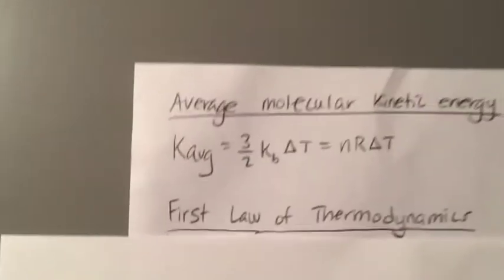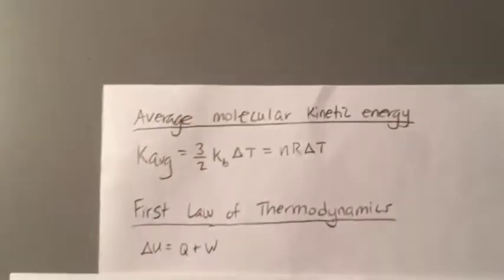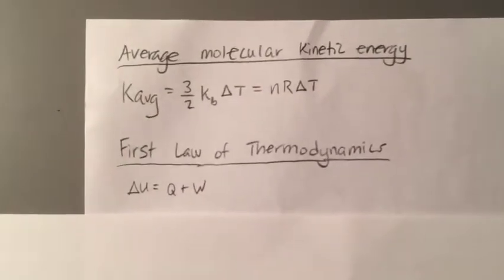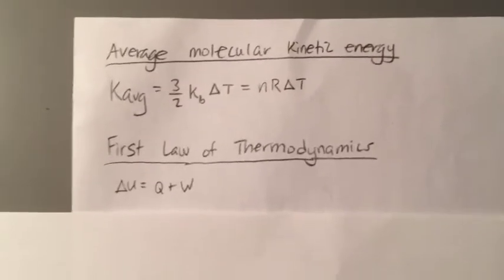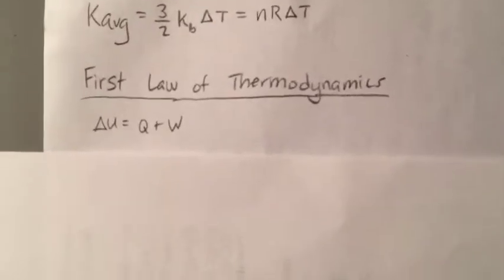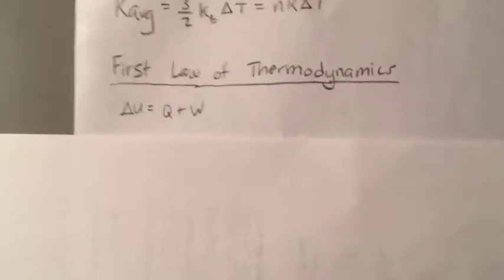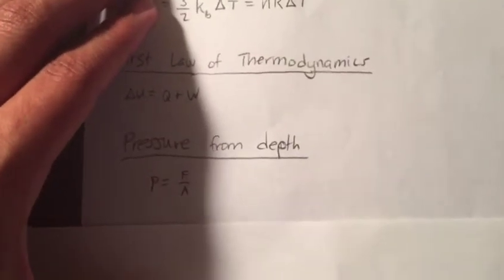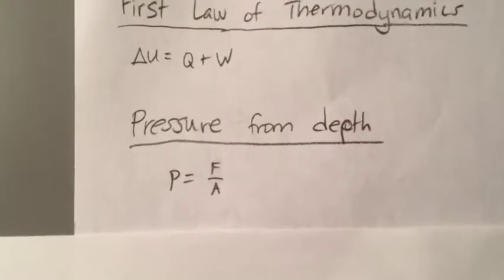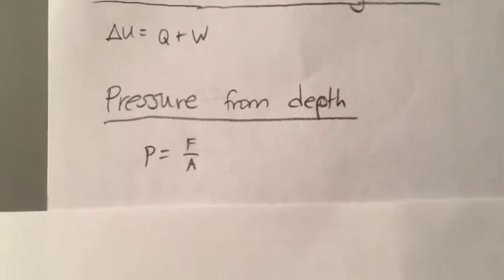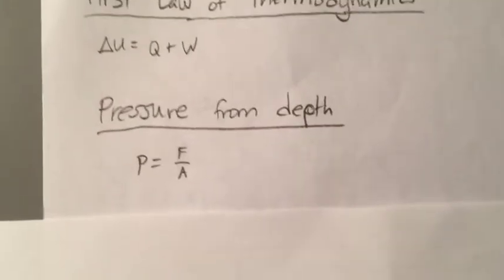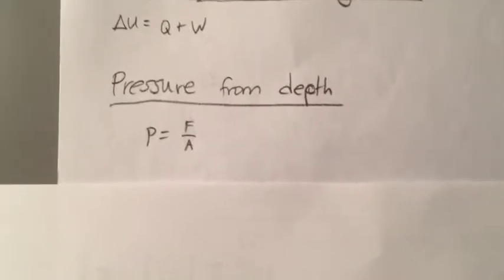Next formula is the first law of thermodynamics. The change in energy equals Q plus W. Q is heat in joules, and W is the work in joules also. Next formula, pressure from depth. P equals F over A, and F equals the force, A equals the area in meters per second.